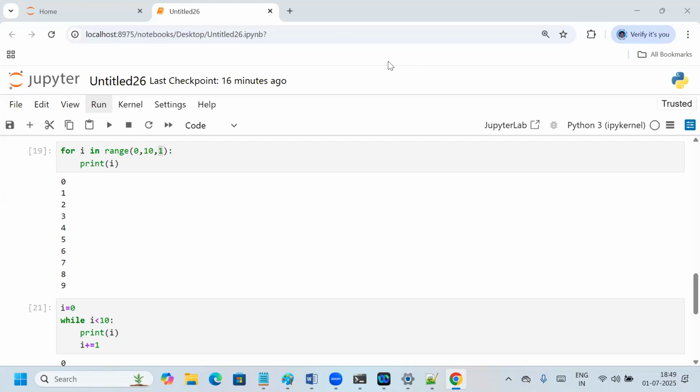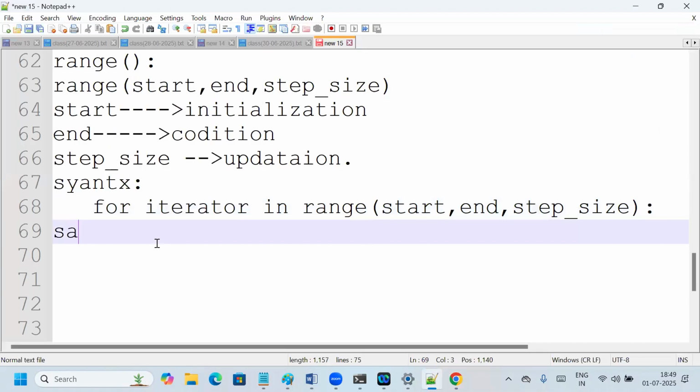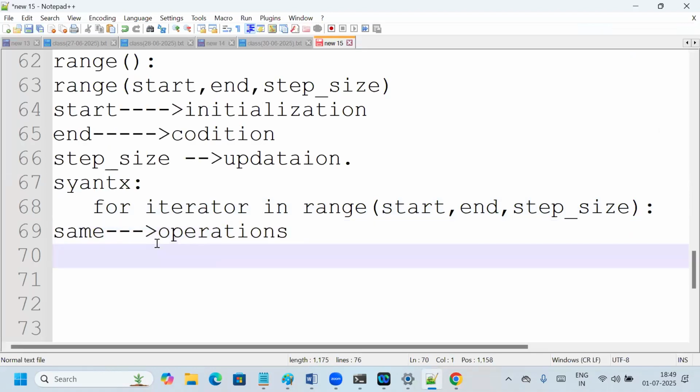But the implementation is different. The structure is different. The representation is different. Same person, but different behavior, doing the same task. Same operation, different implementation. Both are doing the same work, but the way of representation is different.